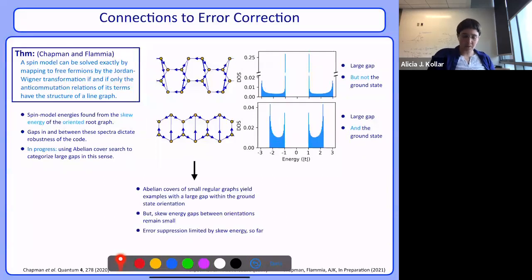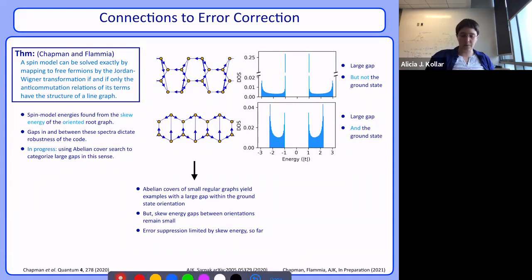But in general, what we find is that it's very, very hard to identify models where there's a very large difference in the skew energy between the ground state and the next highest. We can find examples that have these very large single particle gaps, but very large skew energy gaps between the orientations are so far the limiting factor.